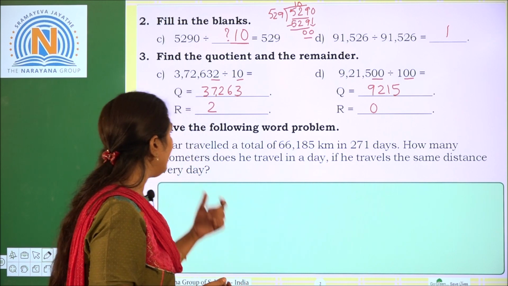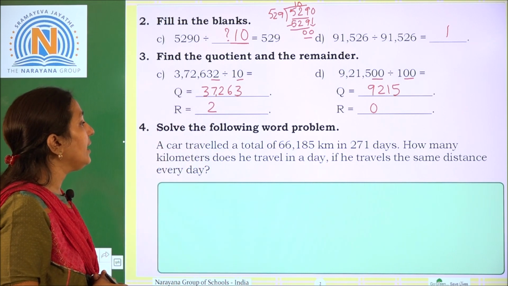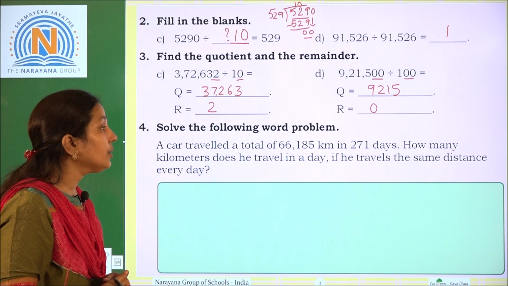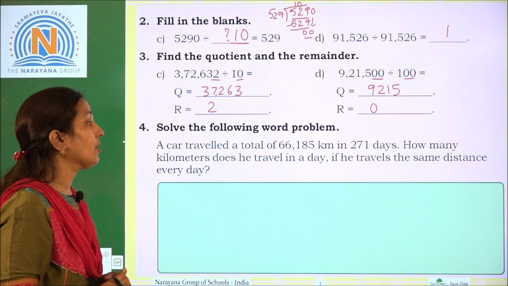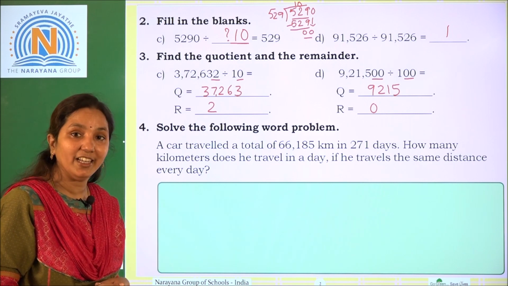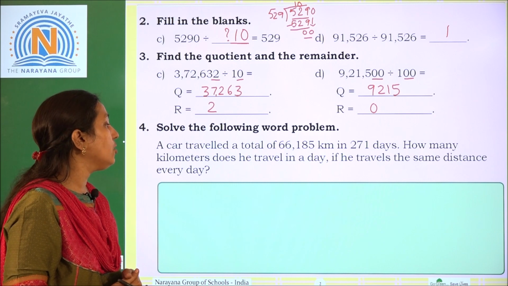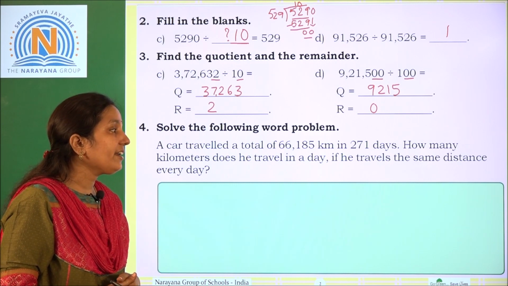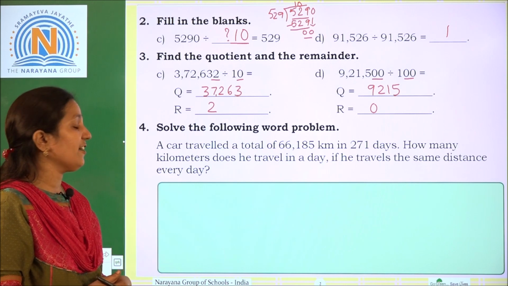Got it, children? Coming to the next one. Solve the following word problem. Our driver travelled a total of 66,185 kilometers in 271 days. How many kilometers does he travel in a day if he travels the same distance every day?